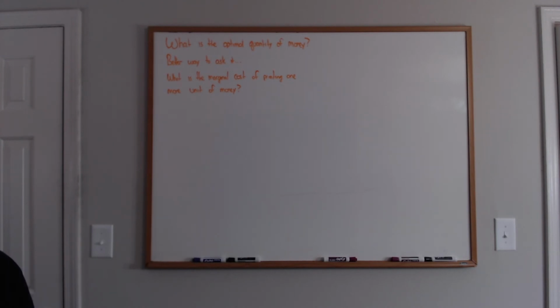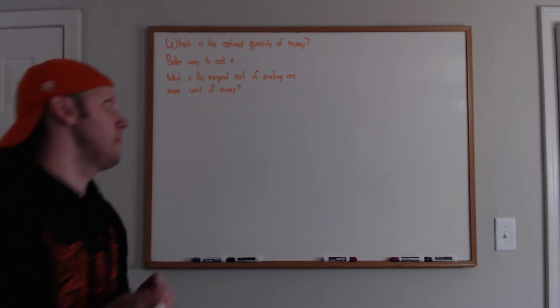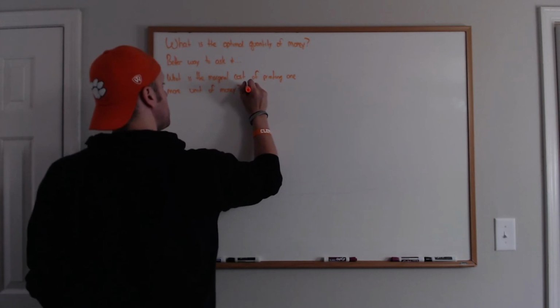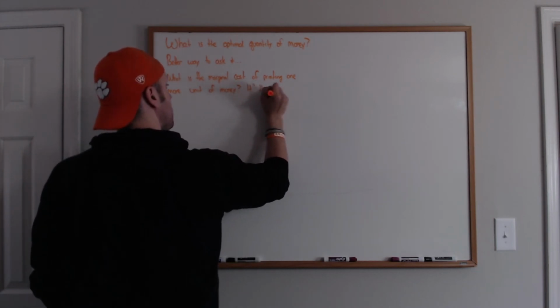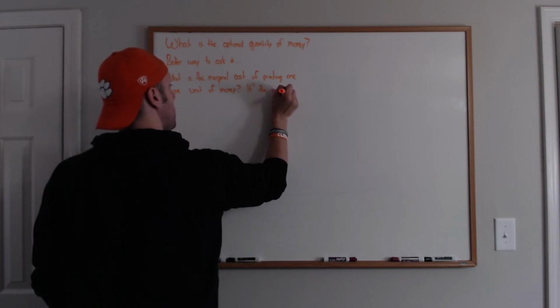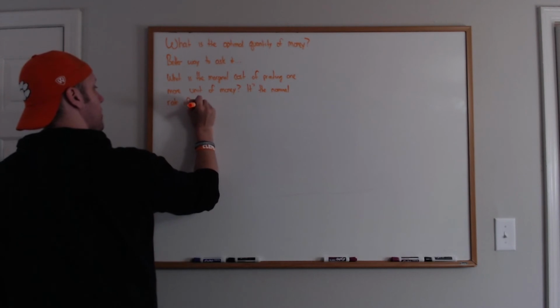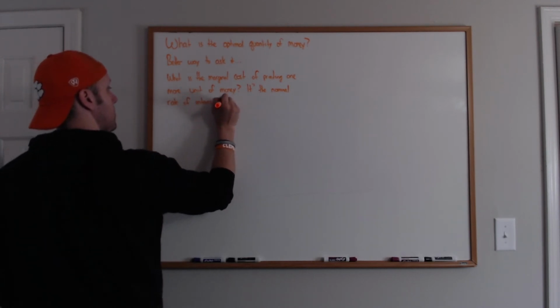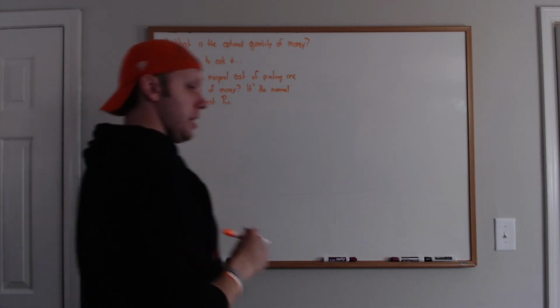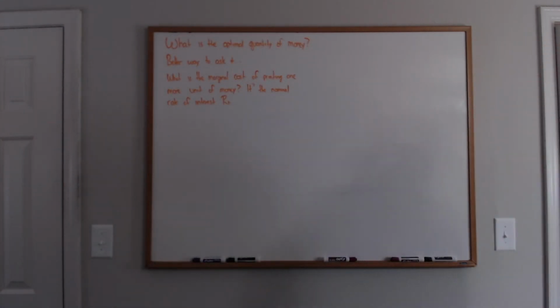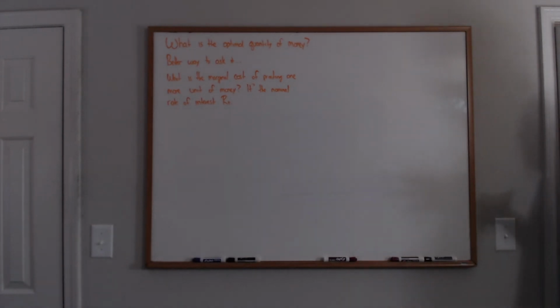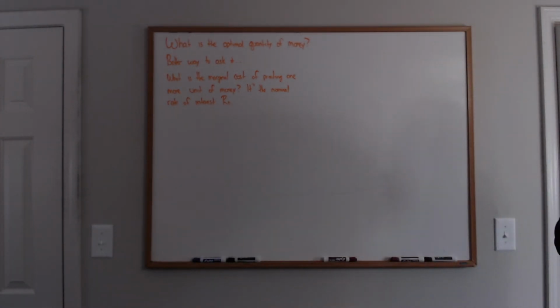But what about the marginal cost of printing a unit of money? What about that? What is that? Well, in this case, Milton Friedman argued that it's the nominal interest rate, capital R_t. So the nominal rate of interest is the marginal cost of printing one more unit of money.